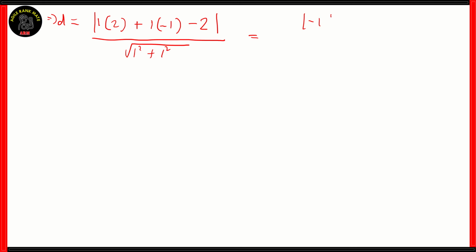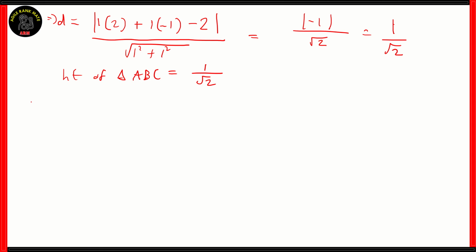Basically, we have modulus of -1 over square root 2, which means that the height of triangle ABC is 1 over root 2. Modulus of -1 is 1.